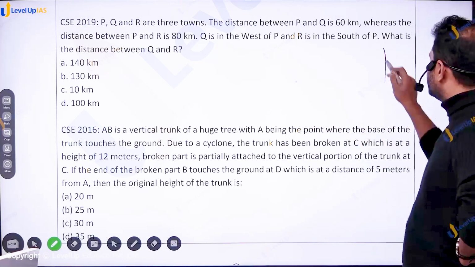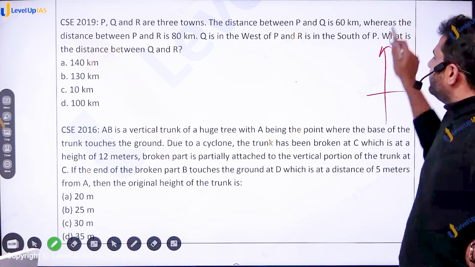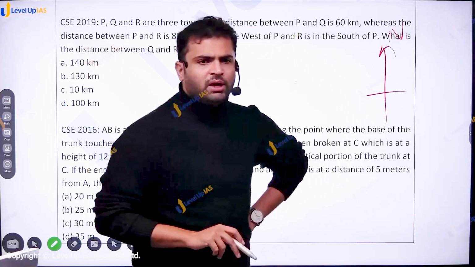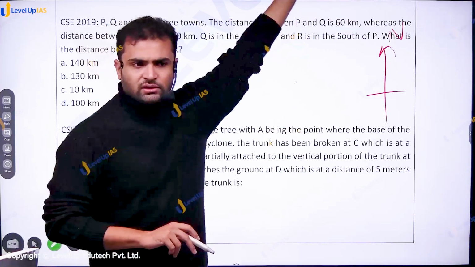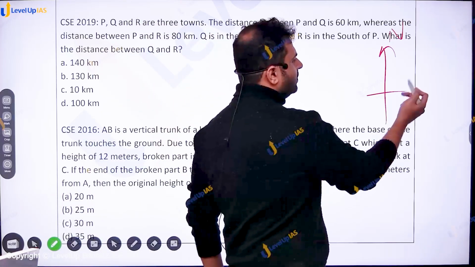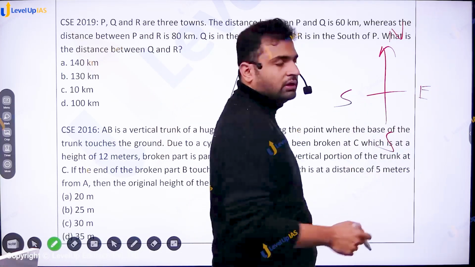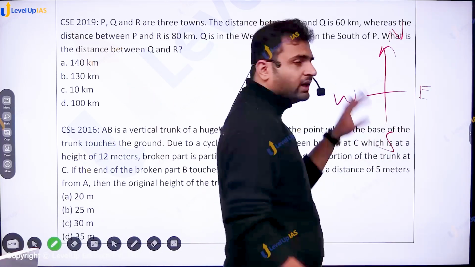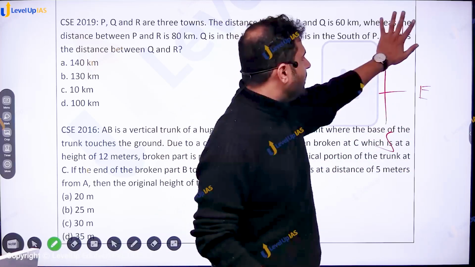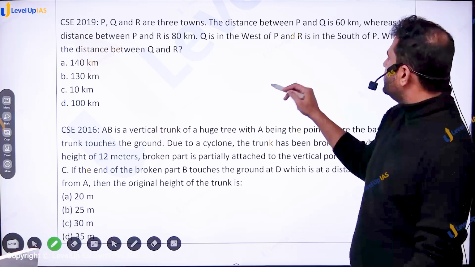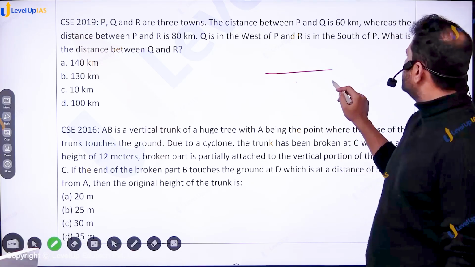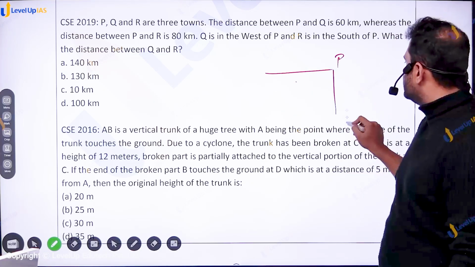So always take this direction, whatever we have in the world map, take directions as per that. It doesn't go wrong. So north is up, south is down, then this is east and this is west. If you take direction like this, it would be convenient for you as well. So we have Q is in the west of P and R is in the south of P. So the arrangement is something like this.